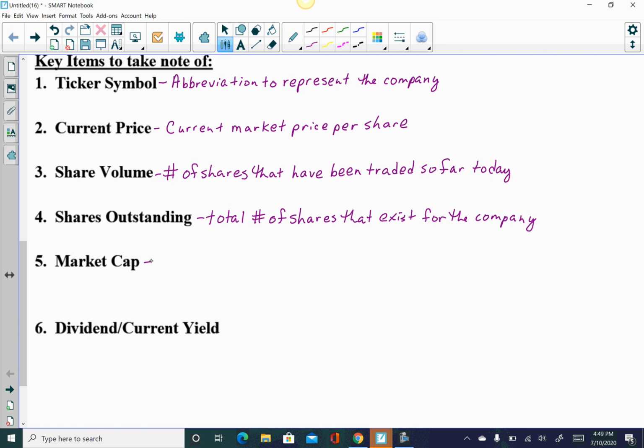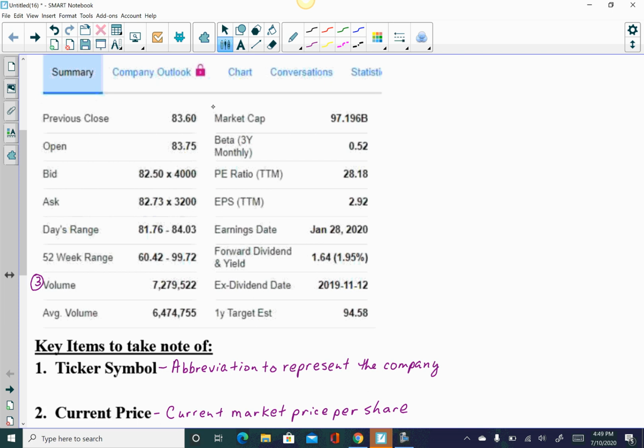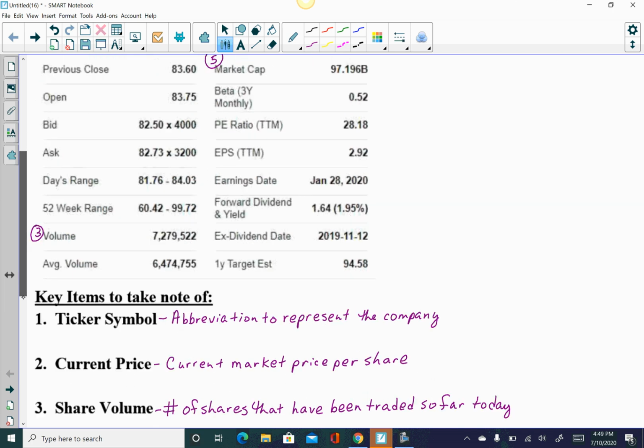Market cap is the total stock value of the company. We'll come back up here. Market cap up here at the top, that would be number 5 down there below. So we're talking about $97.196 billion is what their company is worth.